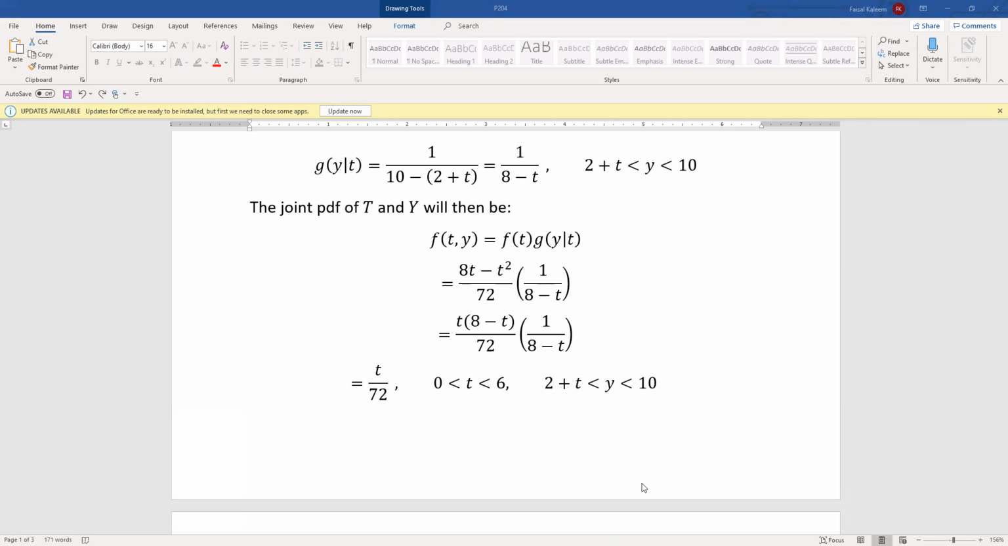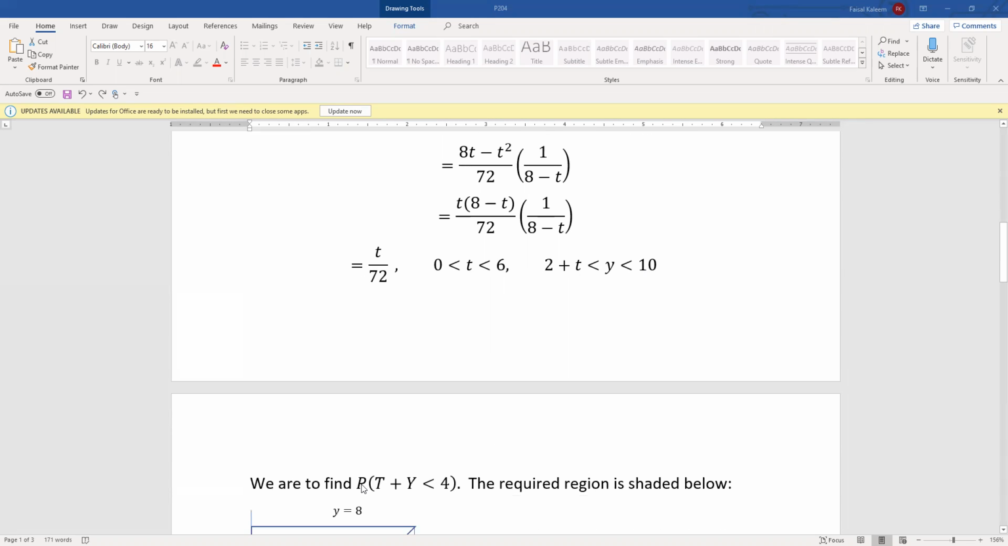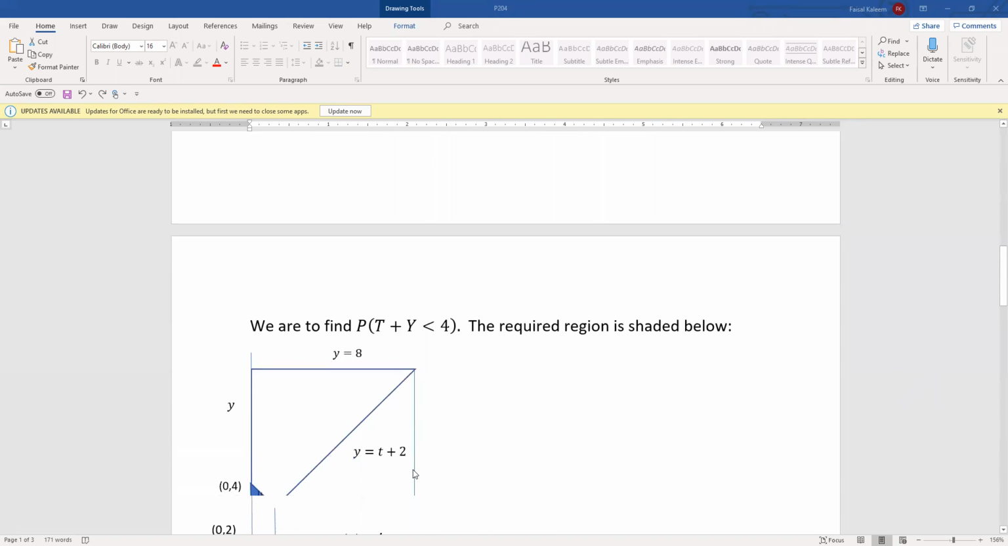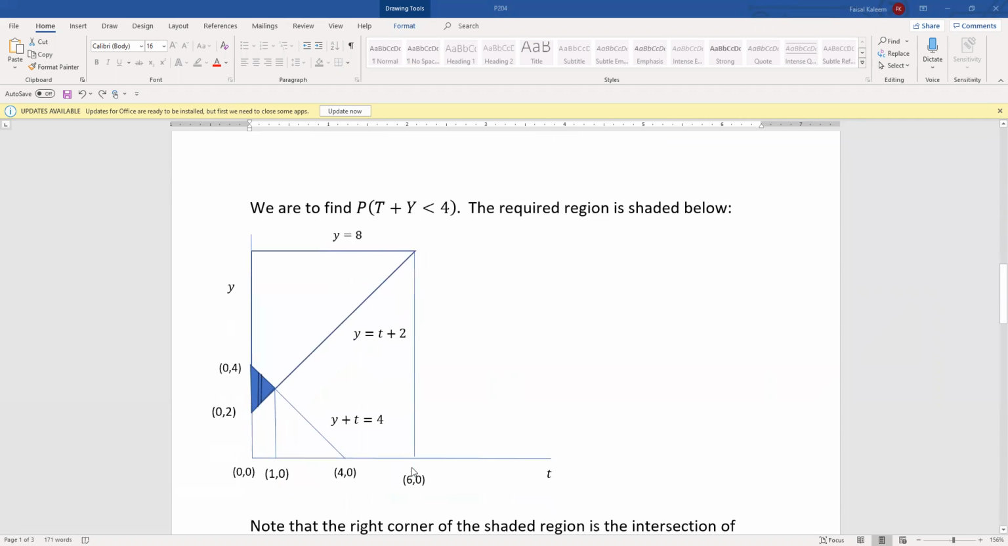At first sight, you may think the area is y between 2 plus t and 10 and t between 0 and 6. Yes, but that is the total area for the whole PDF. We want the probability that t plus y is less than 4, so we need to figure this into the equation as well. So now let's see what's going on with the total area.